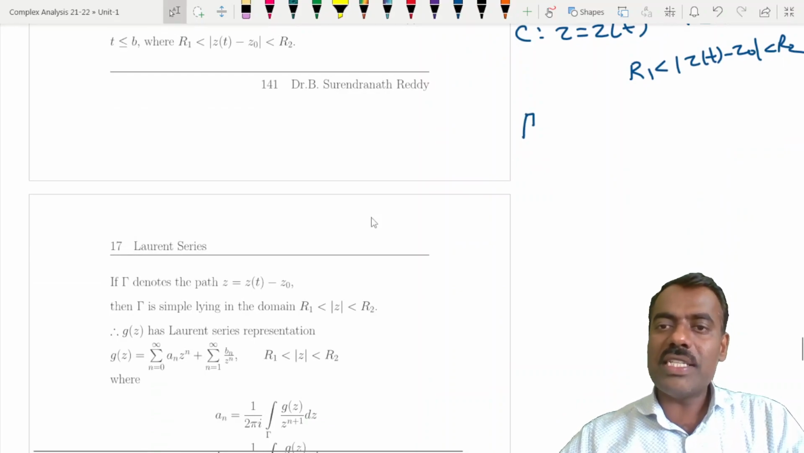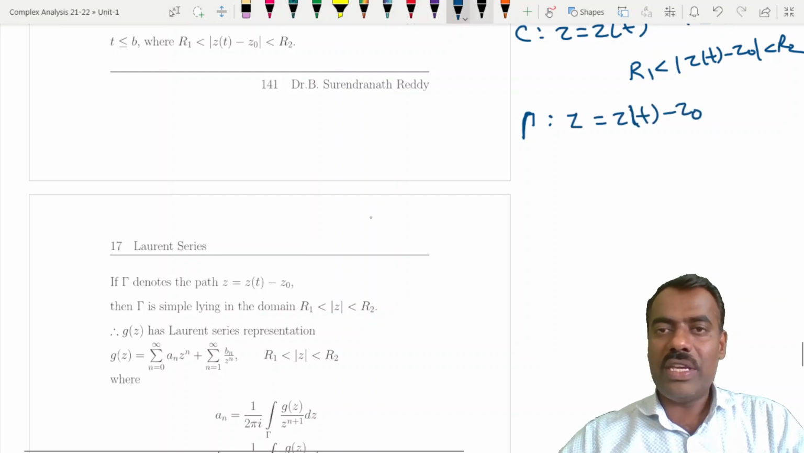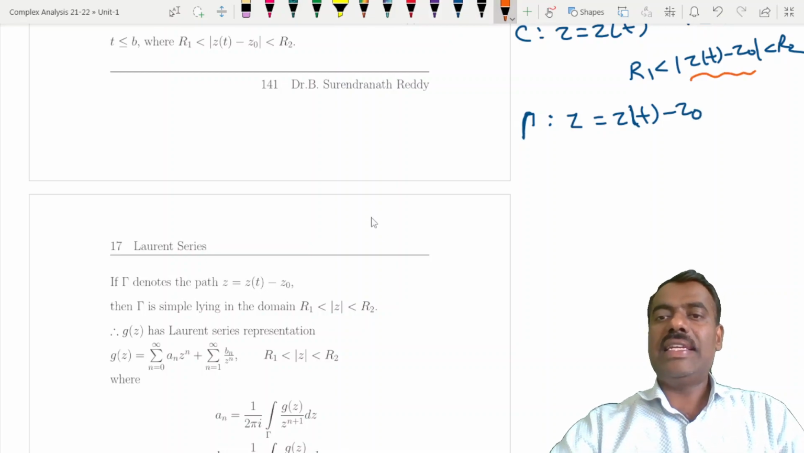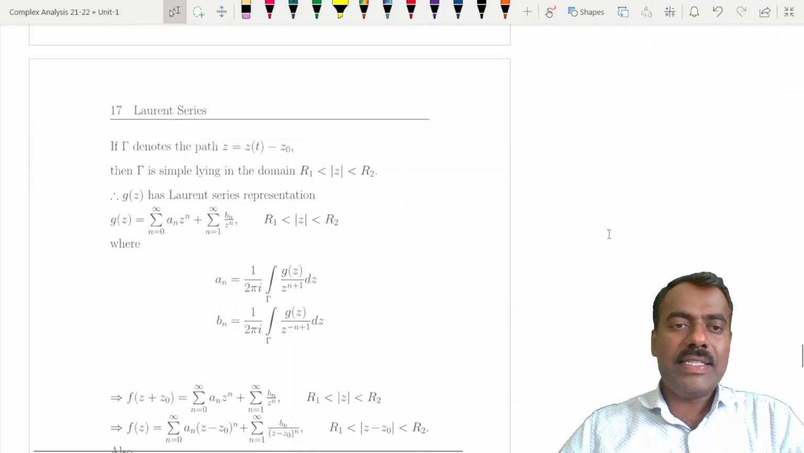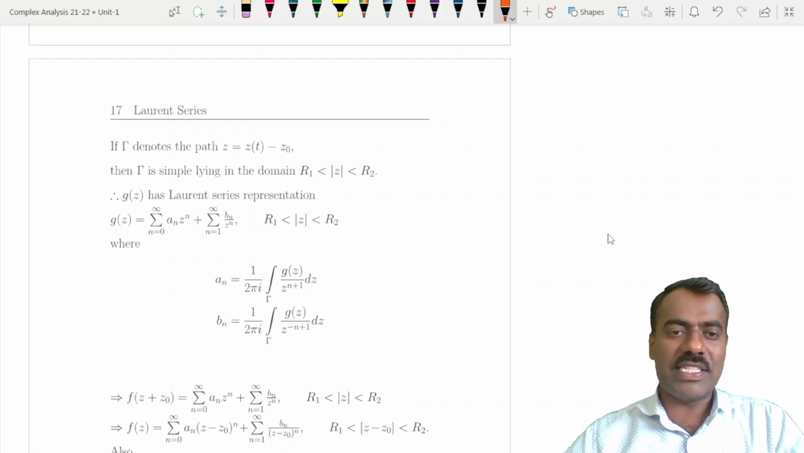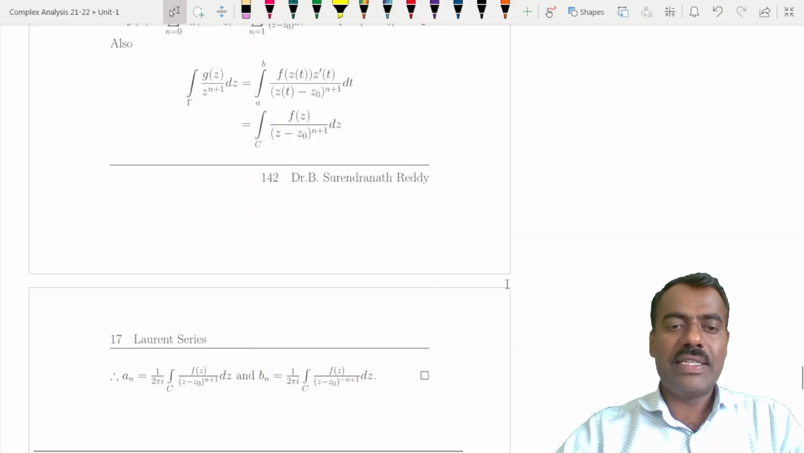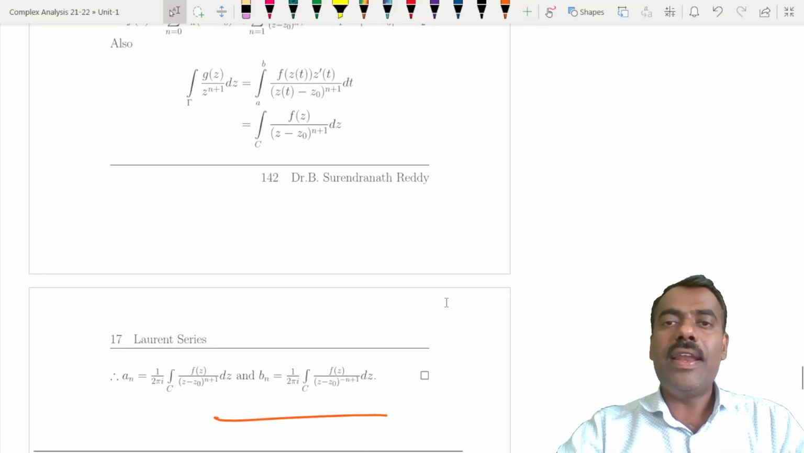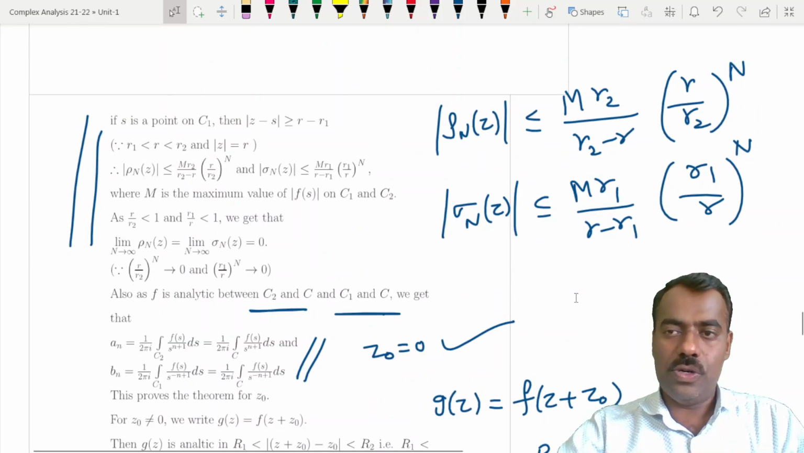Now we will also change the path, just like how we changed from f to g. This gamma, you take as z of t minus z naught. That means whatever we have here, this much we are selecting as the new path. This is just a translation by z naught. Then this gamma again simply lies in this domain, which one can verify. Therefore, this g of z has a Laurent representation. You write this and we substitute the values, and we get back the final result, which is a n and b n, and the Laurent series is established for a function f which is analytic in the annular domain.